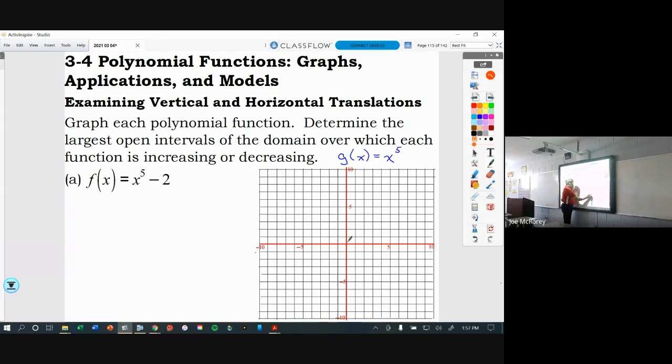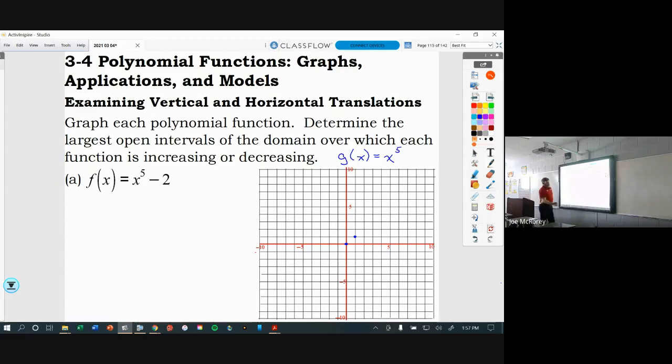0 to the fifth power is 0. 1 to the fifth power is 1. 2 to the fifth power is 32. Okay. Did you see what just happened there? It took off.